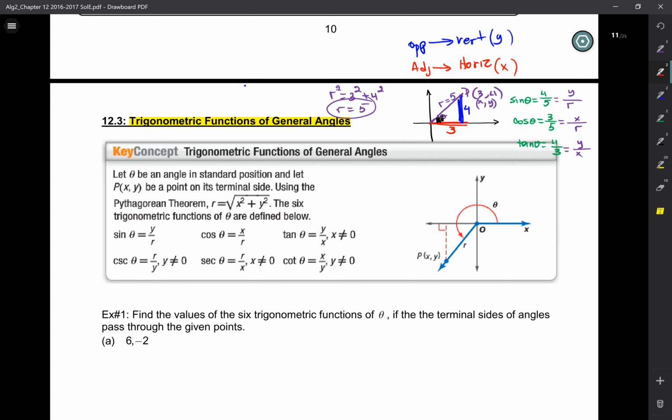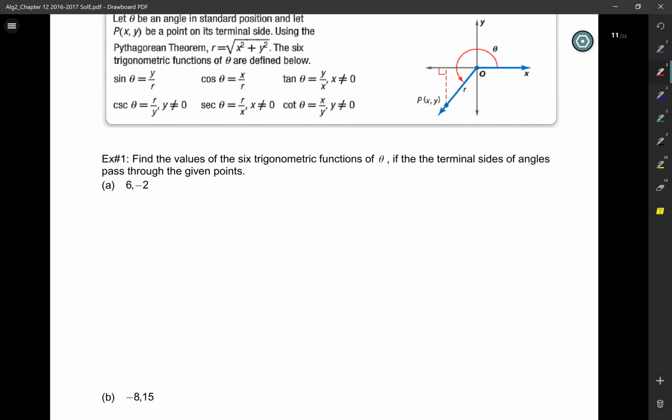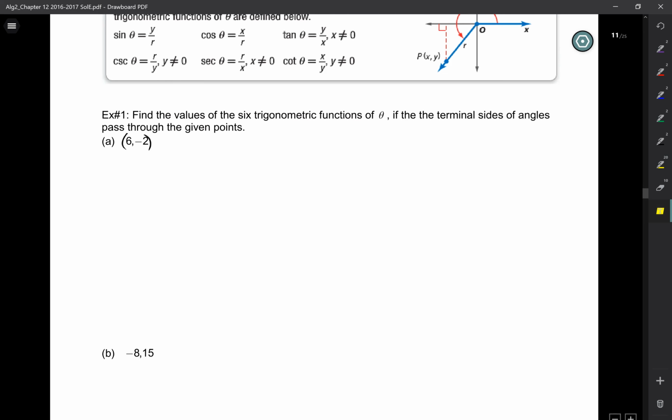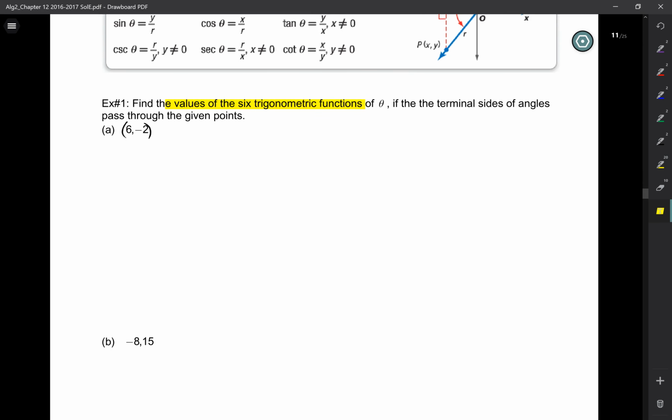So now, let's take a look at how we would find the trig functions of any random angle. Let's take a look at this angle here. It says find the values of the 6 trig functions of theta if the terminal side is here. So now, what am I given? I'm given x and I'm given y. You can plot it. You don't really have to, but that's where 6 comma minus 2 is. And if I draw my radius to that, there it is.